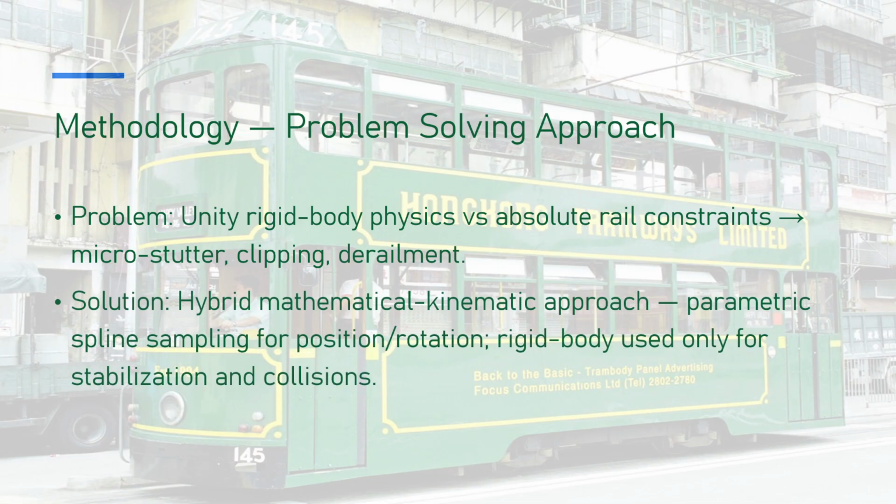The biggest technical challenge was Unity's rigid body physics. When I tried to use physics alone, I faced constant micro-stuttering, clipping, and derailments. My solution was a hybrid mathematical kinematic approach. I used parametric spline sampling to calculate precise position and rotation, while keeping rigid body only for stabilization and collision detection. This gave me deterministic, brutally smooth tram movement.